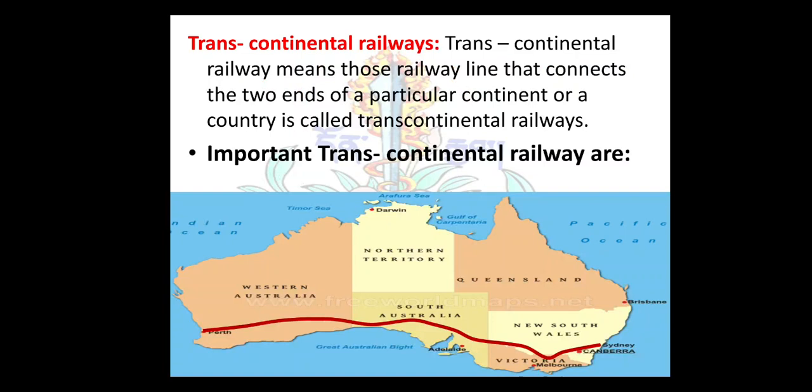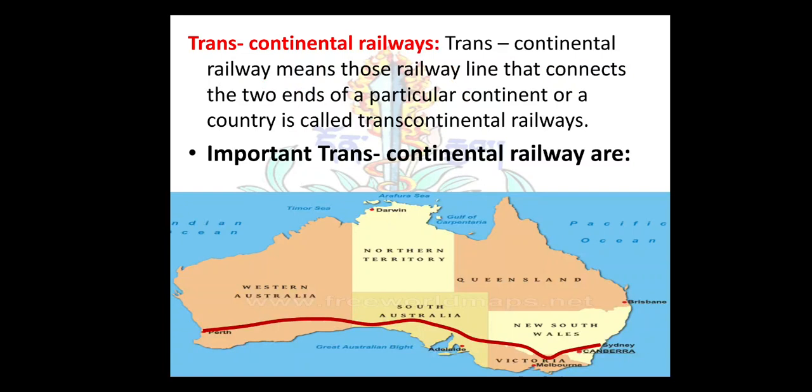Here, by looking at the word itself, we can understand transcontinental railways. First we need to know the meaning of transcontinental railways. Transcontinental railways means those railway lines that connect the two ends of a particular continent or a country. It is called a transcontinental railway.